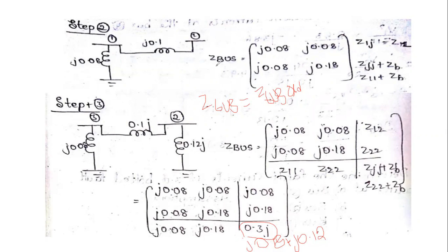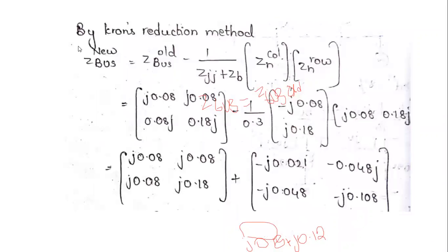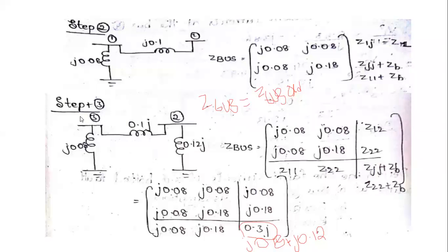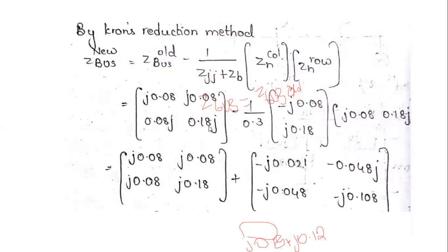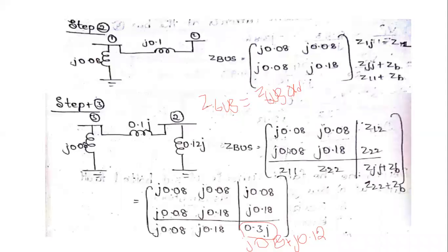Next, coming to the step 4. Okay, in the step 3, this is the link. Then we are using the formula for ZII. ZII is equal to Z bus old minus 1 by ZJJ plus ZB into Zn column and Zn row. Okay, what is the Z bus old matrix? This is the Z bus old matrix.